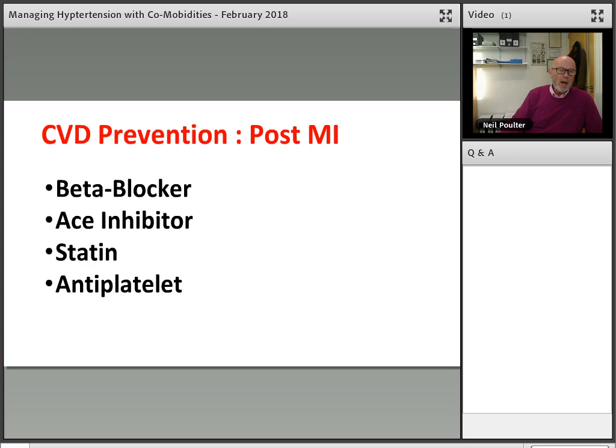Now, what about post-MI? Well, this is the standard post-trial. It really should be a polypill by now, shouldn't it? A beta blocker, what's your favorite? An ACE inhibitor, what's your favorite? Statin, and then antiplatelet. Dual therapy, usually for antiplatelet. This is a standard recipe for people post-MI, but notably always includes beta blocker and ACE inhibitor.